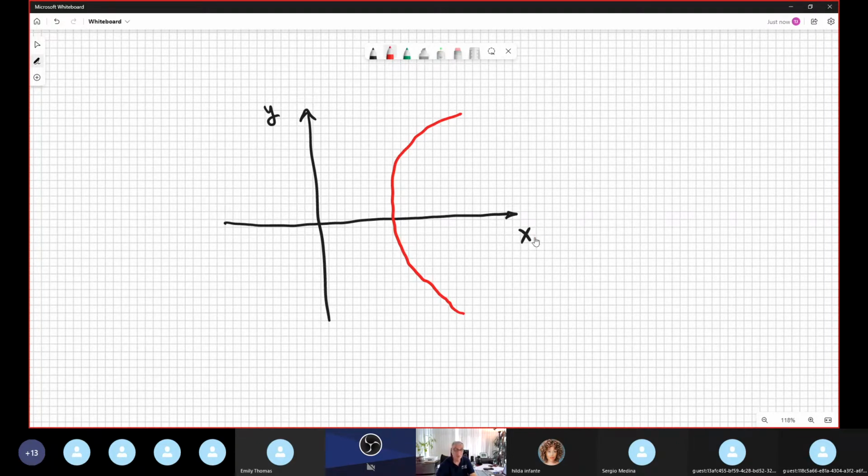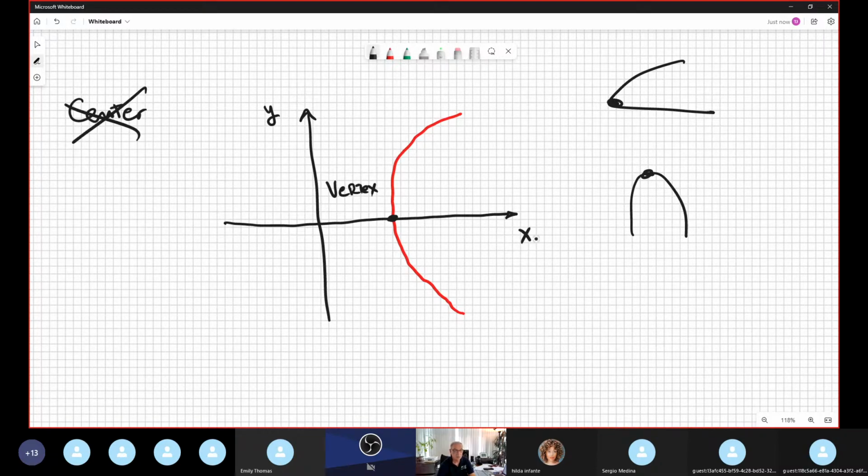Just an important point, super important. It's the point at which the parabola turns. Suppose this is the vertex. The name of this guy is vertex. In the parabola, we have no center. Center is for the ellipse or hyperbola. No center. We have a vertex. In my opinion, it is the most important point. How you determine this, I want to explain right now.